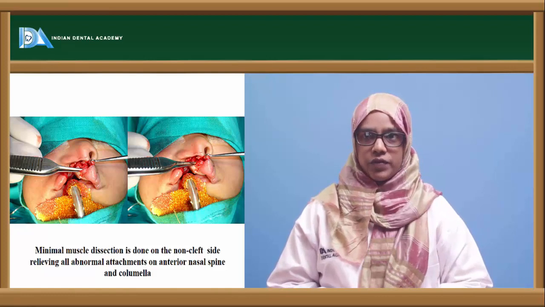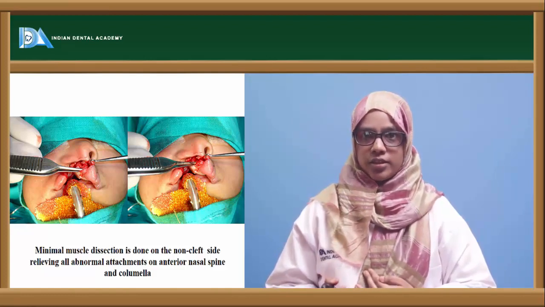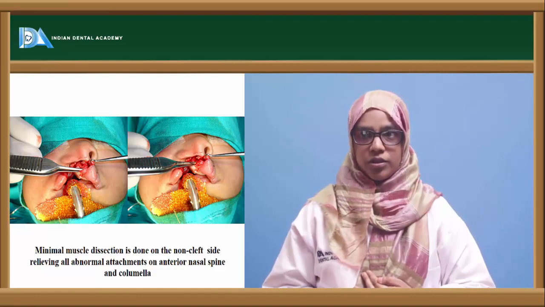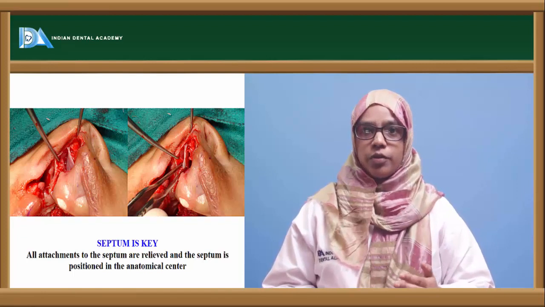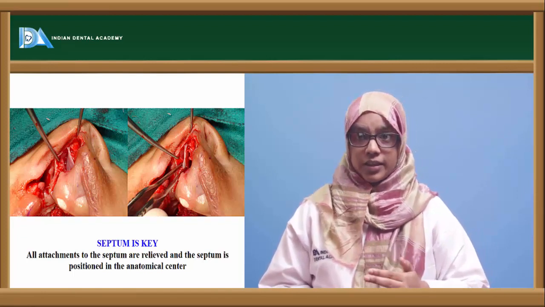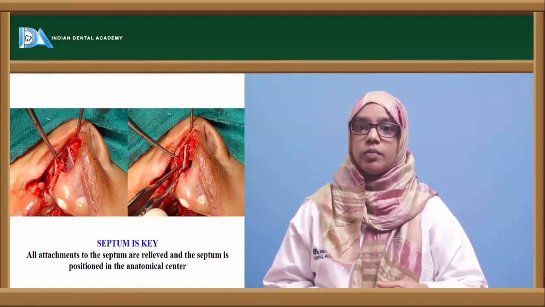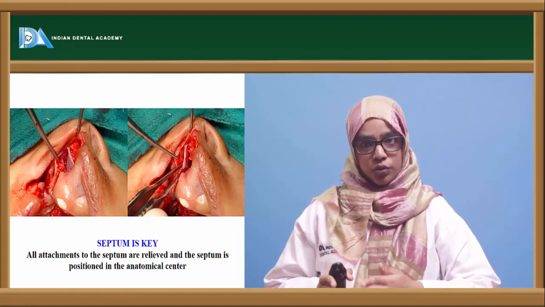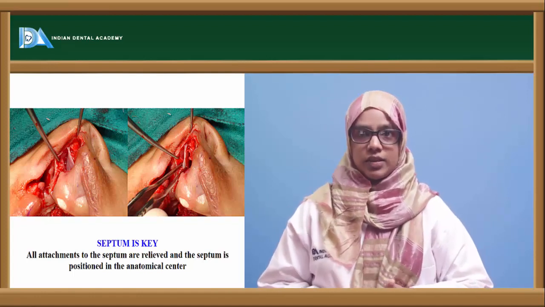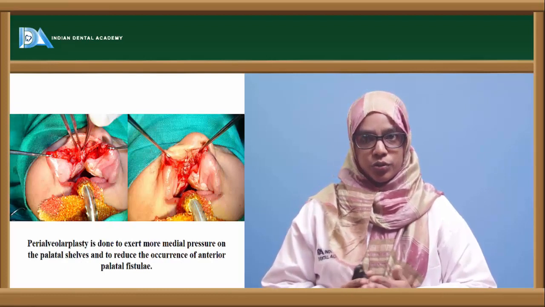Once you have done your cleft side, move towards your non-cleft side. Do the dissection, remove the sterile area, do the muscle dissection. Then try to remove all the attachment away from the septum, anterior nasal spine, expose the septum and correct the septum. Because in cleft, the septum is deviated towards the non-cleft side. So you need to move it towards the cleft side, maintaining the symmetry. Once you have done, you will do the suturing of the septum.